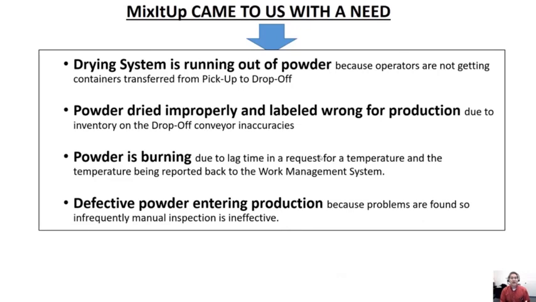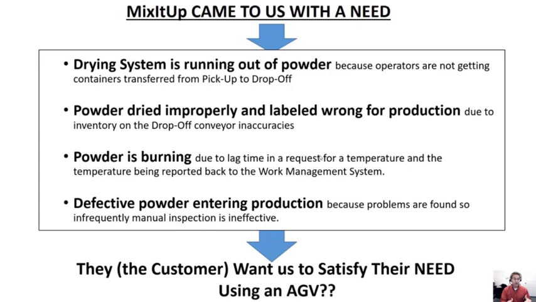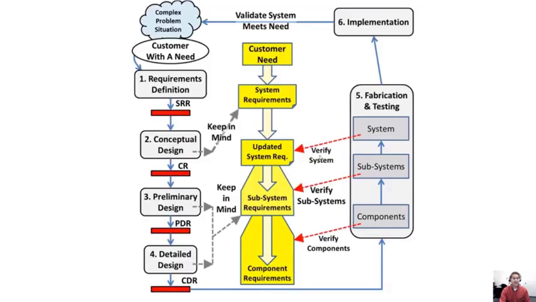So, Mix It Up, a customer, came to us with a need. Their drying system was running out of powder. Their powder was dried improperly and labeled wrong. The powder was being burned, and they had defective powder entering production. They wanted us to satisfy that need using an AGV. It was our job to study and understand their need, and to deliver a product back, whether it was an AGV or not, that would actually satisfy that need.